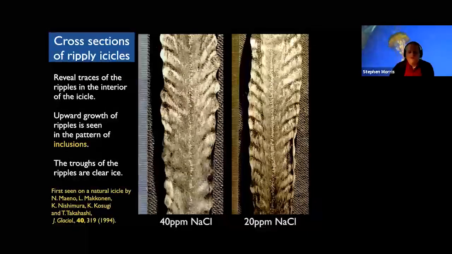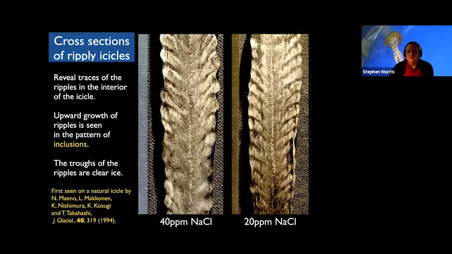There's some more phenomena that we've uncovered. If you section an icicle and look at the interior, you find that it's not clear ice. There are inclusions or foggy areas inside the ice. And if you look closely, you can see that the foggy areas trace the peaks of the ripples, and they move upward. In the case when the ripples move upward, you can see these kind of chevron patterns inside the ice. The dark areas correspond to clear ice, and the other ones correspond to foggy ice or ice with inclusions. And the upward traveling is reflected in this pattern inside the ice.